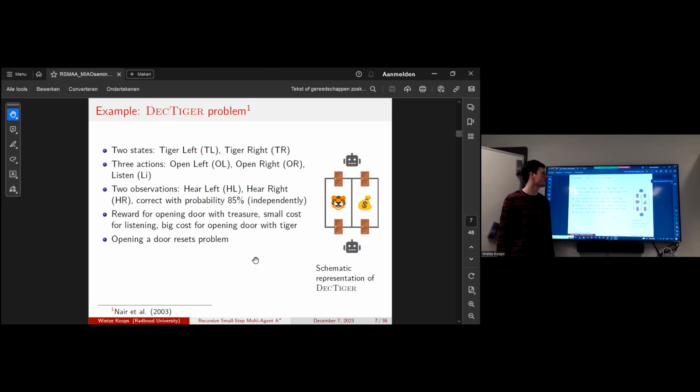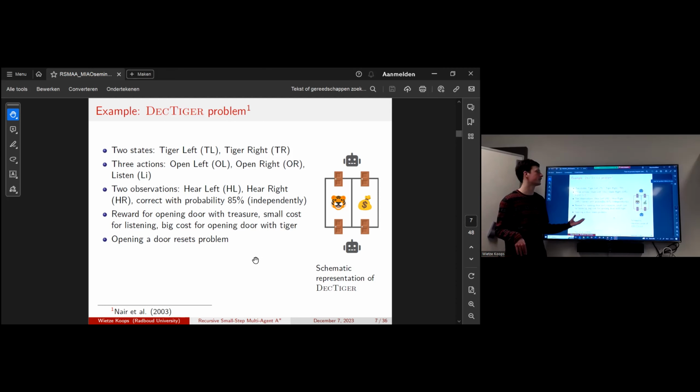In particular, it's possible that you just open the wrong door and then you get a huge penalty. Of course, you do want to open the door with the treasure, that gives you a reward, and also waiting and listening gives you a smaller penalty. Also, opening a door resets the problem. So over a finite horizon, you can try to do this multiple times. You want to get the treasure multiple times while avoiding the tiger every time.